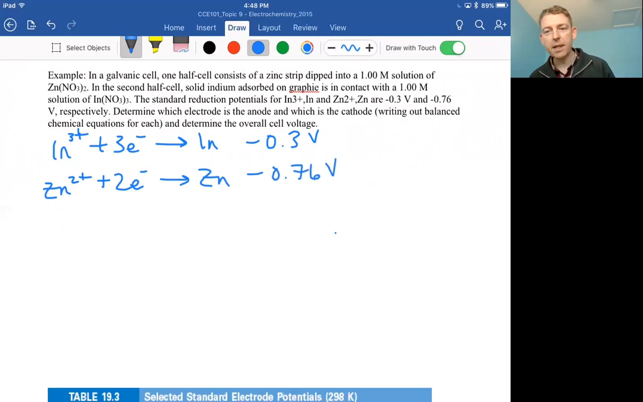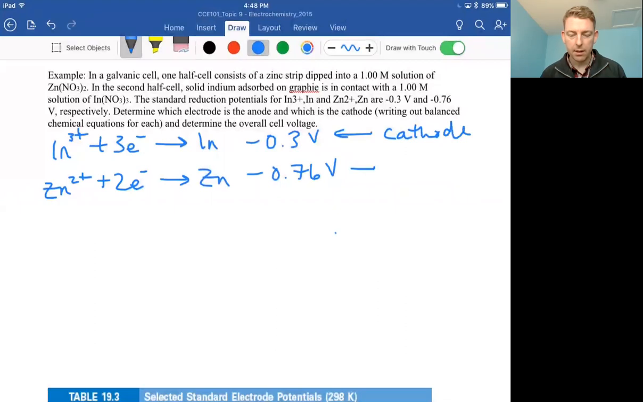Now in this case, both of them are negative, but we're still looking for the more positive one to be our cathode. So that will be the indium. So this is our cathode. And the other half is necessarily the anode.